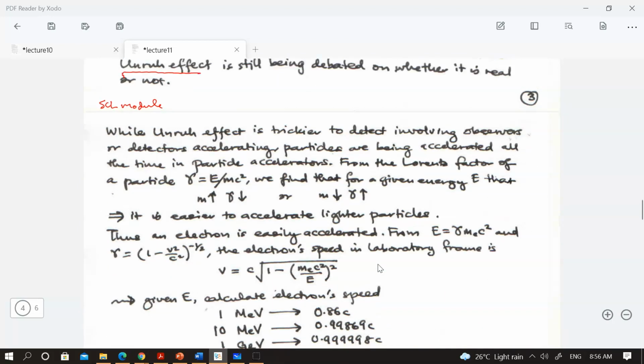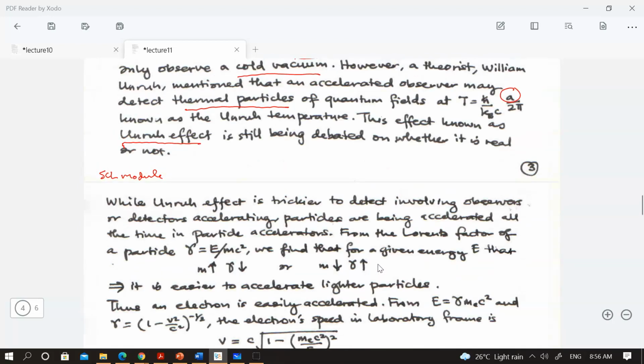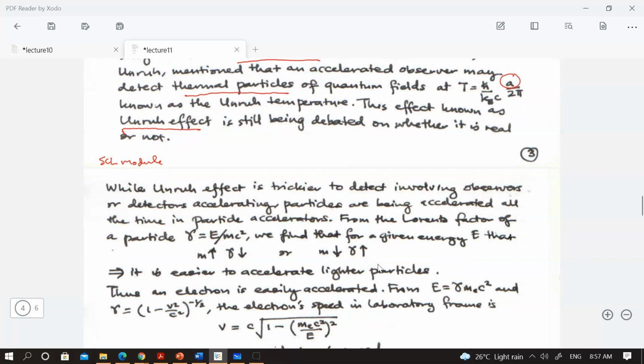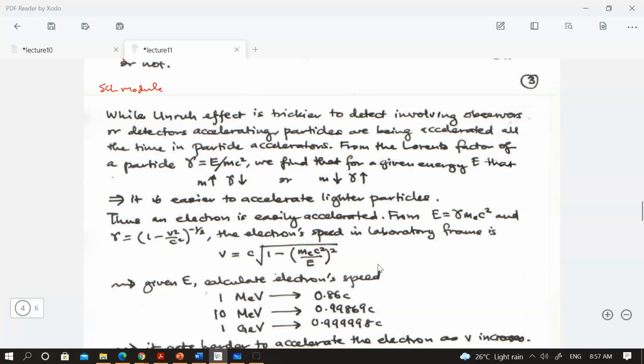The idea of the Unruh effect is still being debated because it's not easy to do experiments for this particular effect. But what people do know is that you do have accelerating particles. As an observer, you can see a particle accelerating, but to see yourself accelerating and see what actually happens is a different story.